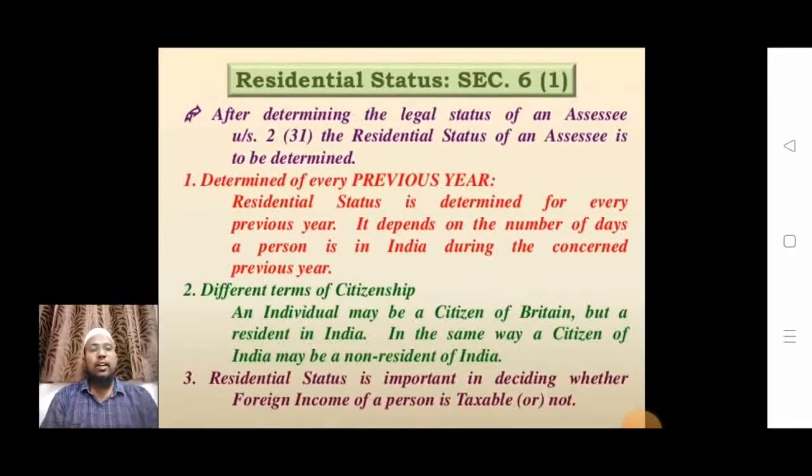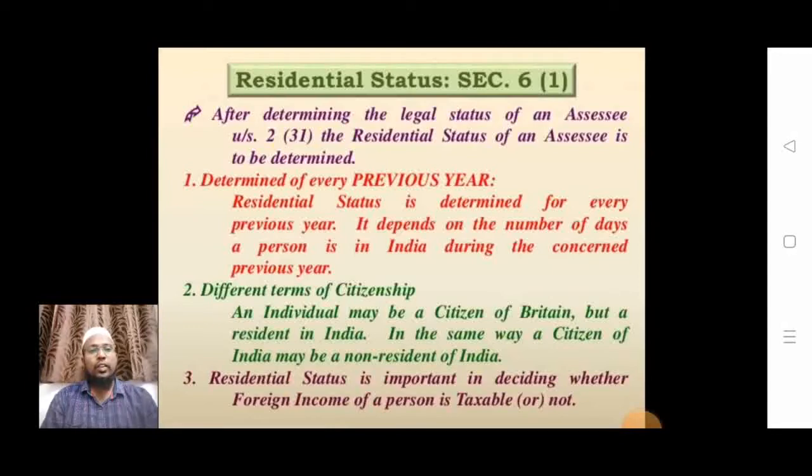Residential status under section 6, subsection 1. After determining the legal status of an assessee under section 2, subsection 31, the residential status of an assessee is to be determined. Determination of previous year: residential status is to be determined for every previous year. It depends on the number of days a person is staying in India in the concerned previous year. Previous year means the year which starts from 1st April and ends with 31st March.